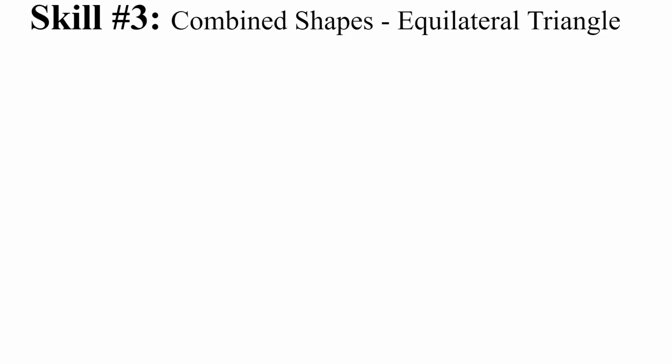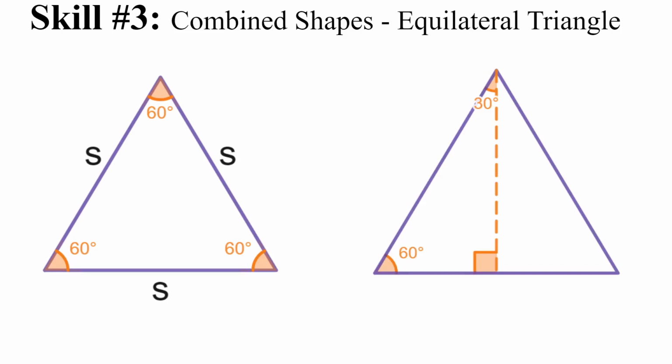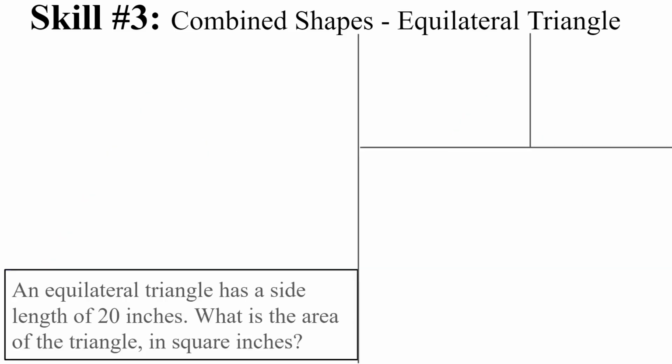So the first one that shows up a fair amount is an equilateral triangle. In equilateral triangles, all the sides are equal and all the angles are 60 degrees. So you could imagine if we drop an altitude and cut it in half, it forms two 30, 60, 90 triangles. So you can use a 30, 60, 90 special right triangle to solve problems involving equilateral triangles. So we're going to do that now.